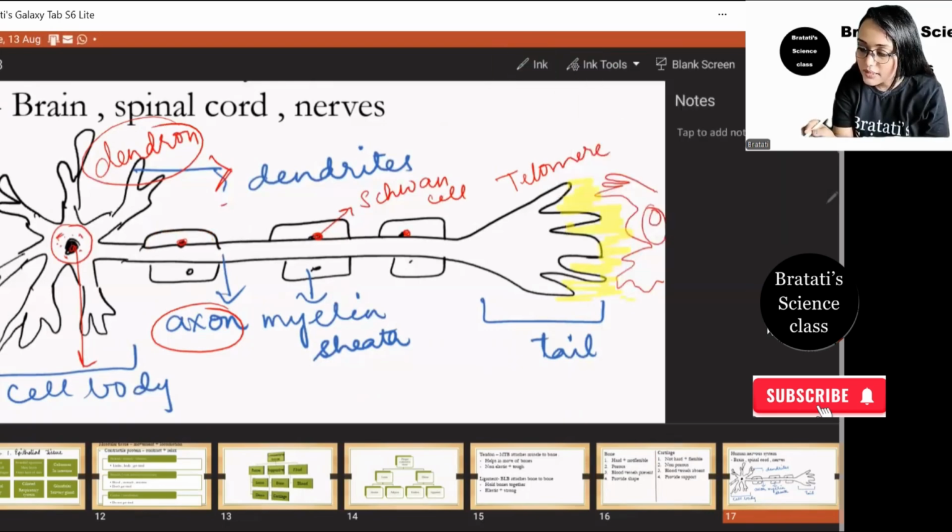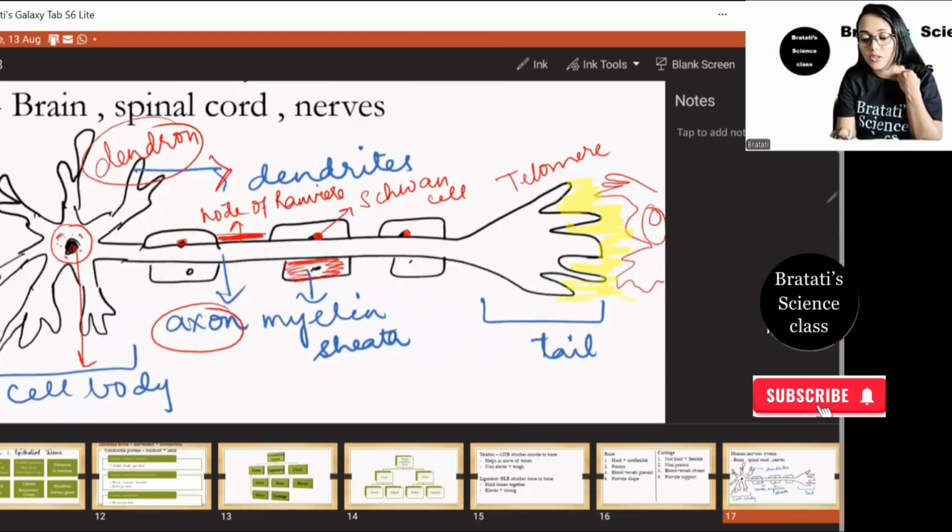This is the node of Ranvier, named depending on who discovered it. And this part is the myelin sheath. This is this one. This is the myelin sheath. Okay. These are the nodes of Ranvier. Nodes of Ranvier are present here. And these are the Schwann cells.